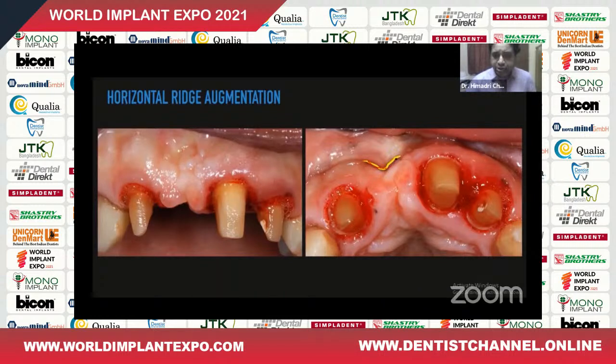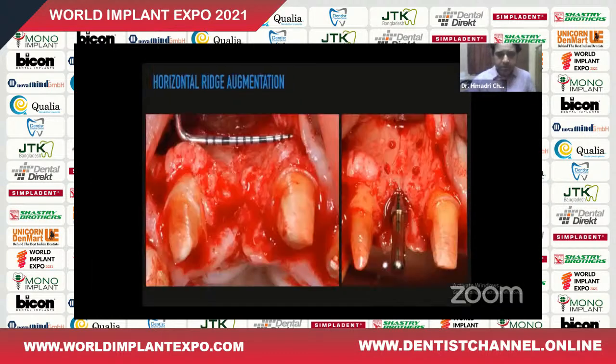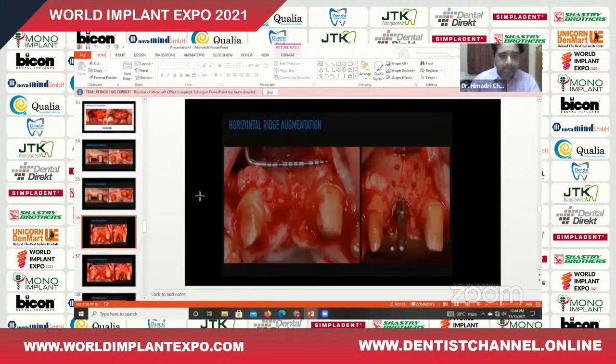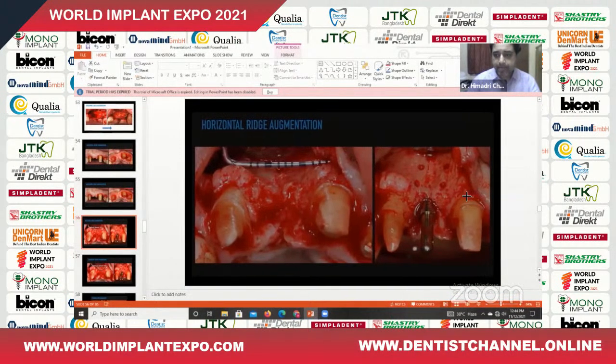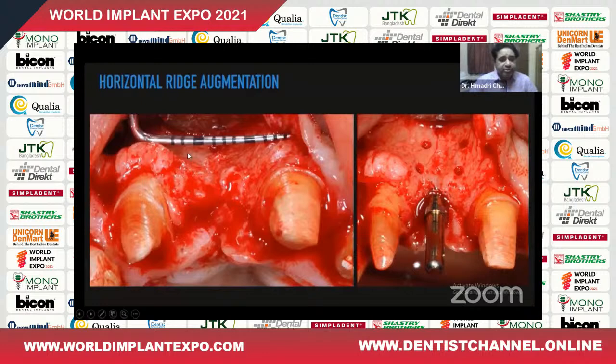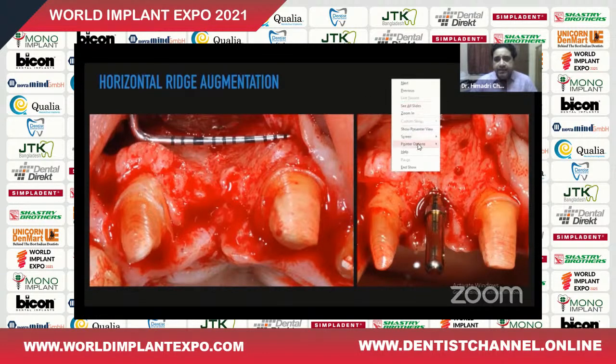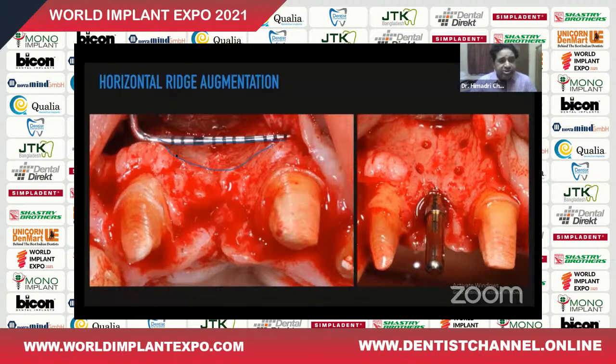So you can see this is a scenario. This is the loss of tissue, you can see, okay? So this amount of bone volume is lost. You can see the original position of the tissue, and this is the original position of the tissue. Originally it was here. Now it has moved, so this is the amount of bone that you have lost. Okay, so we need to augment.